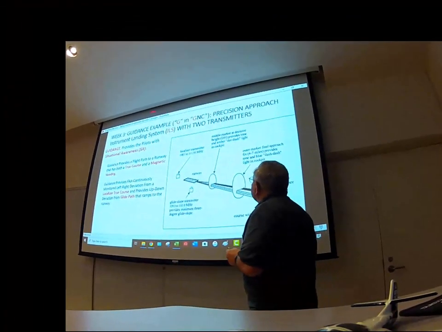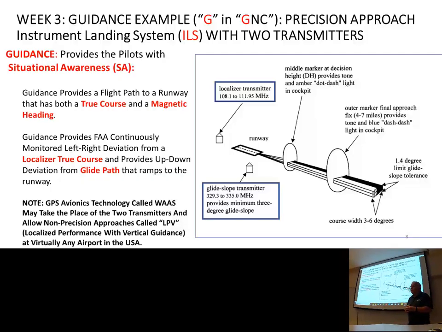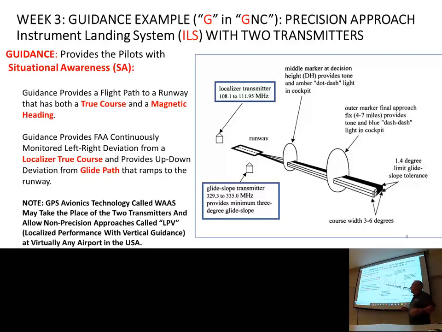These are called instrument landing systems, or ILSs. Any pilot would know what you're talking about. If you talk about an ILS, they're all over the place. Every big airport has one. And what it does is it sends out two beams.